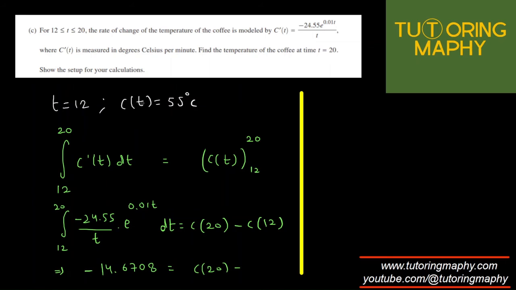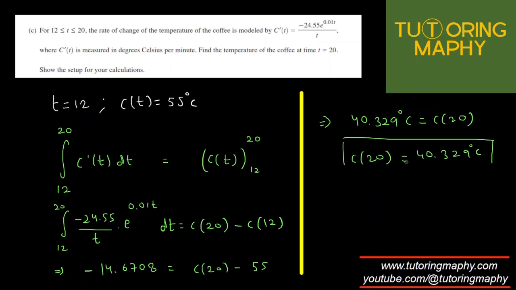And what is C of 12, guys? C of 12, that is the temperature at 12, is 55. So this is 55 over here. I'm just going to add 55 to both sides. If we add 55, the left side becomes 40.329 degrees Celsius, which is equal to C of 20. So the temperature at 20 minutes is 40.329 degrees Celsius. That is the answer to this question.